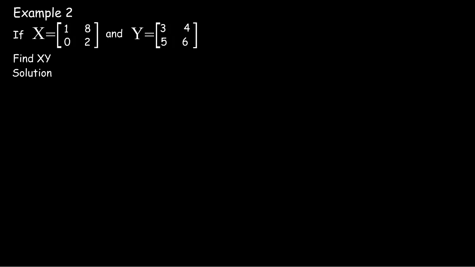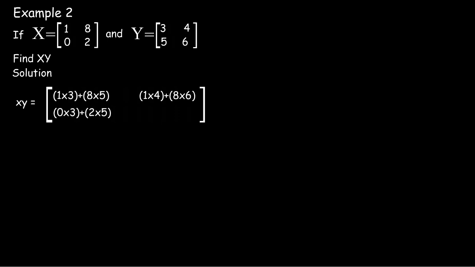And as usual, multiplying our row by column, SY will be equal to 1 times 3 in brackets plus 8 times 5 in brackets. Our second element will be 1 times 4 in brackets plus 8 times 6 in brackets. Our next element will be 0 times 3 in brackets plus 2 times 5 in brackets. And our last element will be 0 times 4 in brackets plus 2 times 6 in brackets.